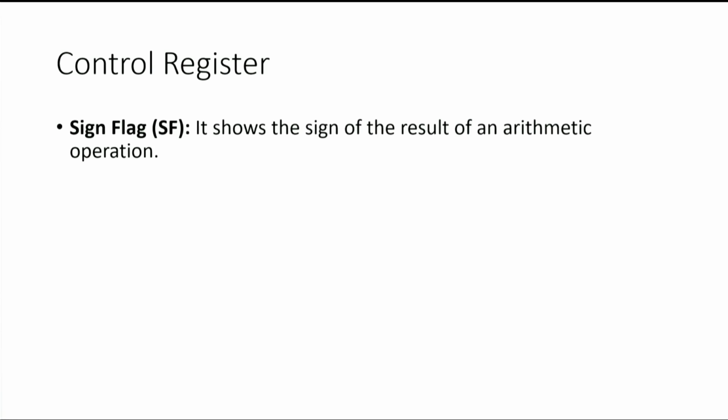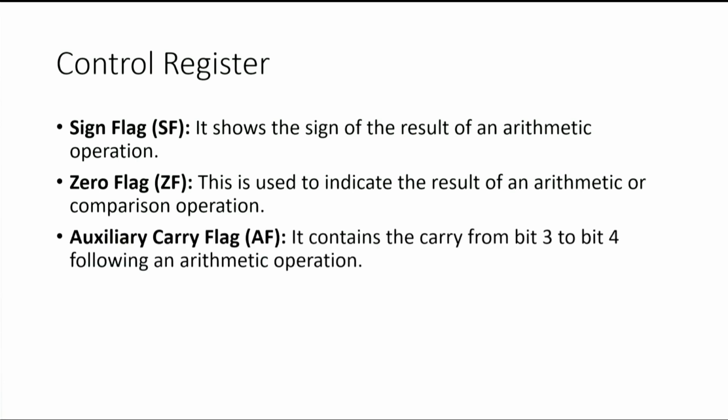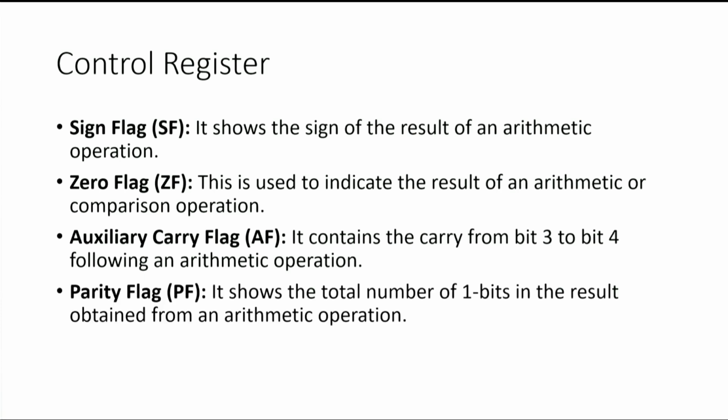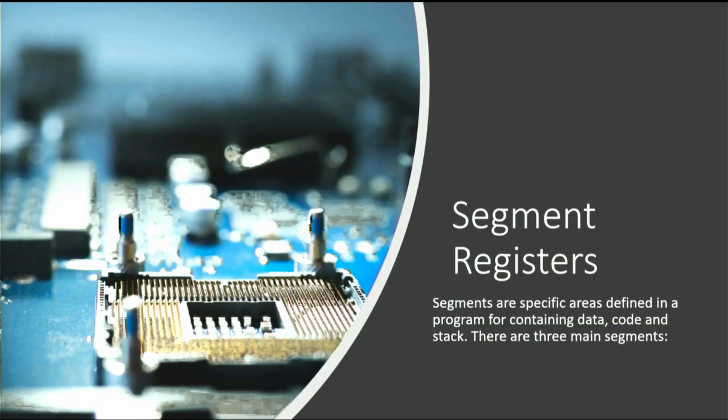Sign flag. It shows the sign of the result of an arithmetic operation. Zero flag. This is used to indicate the result of an arithmetic or comparison operation. Auxiliary carry flag. It contains the carry from bit 3 to bit 4 following an arithmetic operation. Parity flag. It shows the total number of 1 bit in the result obtained from an arithmetic operation. Carry flag. This contains the carry from a 0 or 1 from a high order bit, leftmost bit after an arithmetic operation. The third category of register is the segment registers.